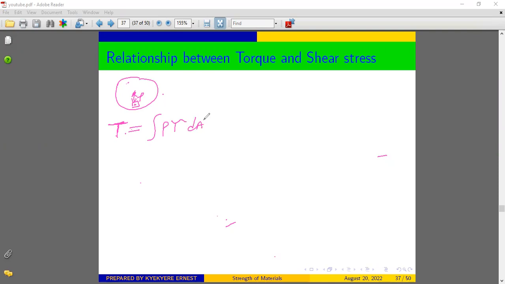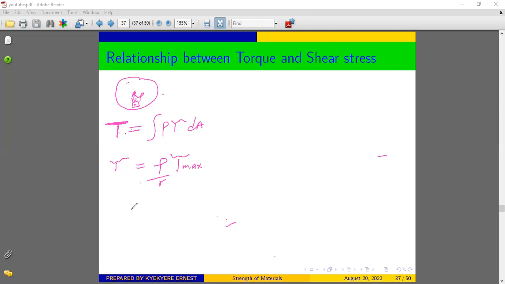And we have also stated that the shear stress at every point is equal to, don't confuse the shear stress and the torque. The shear stress is this, and this is the torque. So the shear stress is equal to rho over R times the maximum shear stress. We have also proved this from our previous slide.